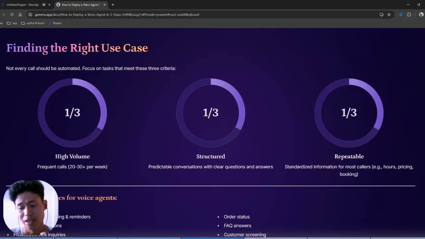So it's basically standardized information or attitudes, such as knowing more about the clinic operating hours, the pricings, as well as handling bookings. So what are the perfect candidates for voice agents? Basically there are a few candidates.